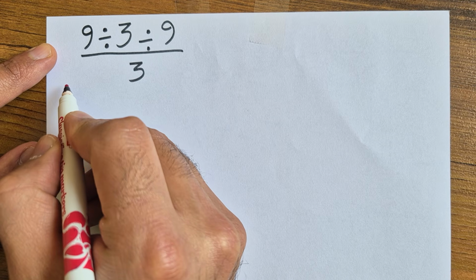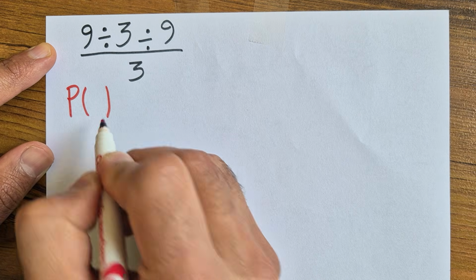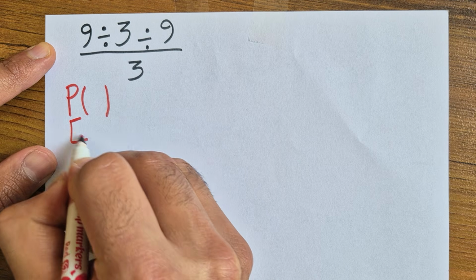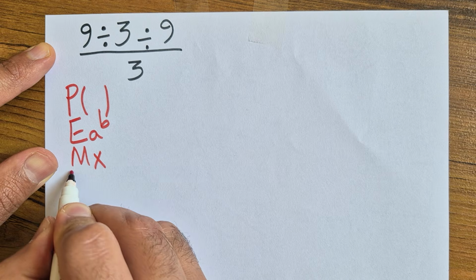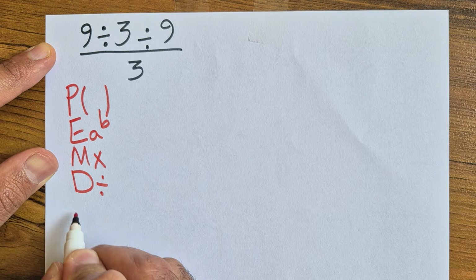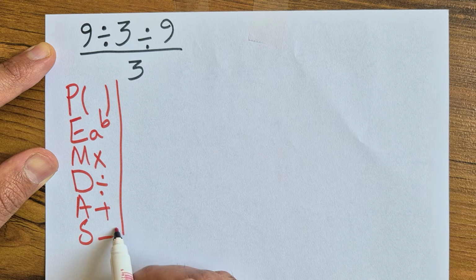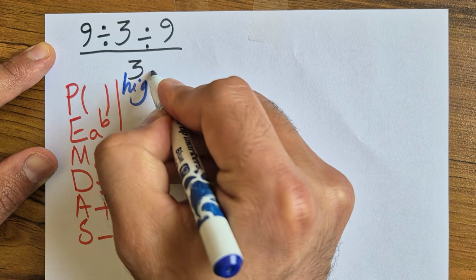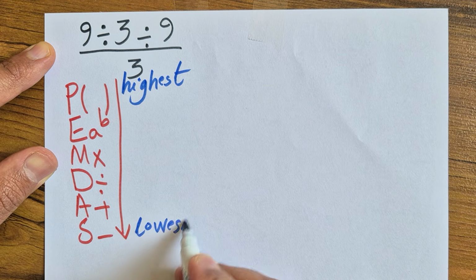So PEMDAS is the only correct order of operations. So let's learn about this acronym. P stands for parentheses, E stands for exponents, M stands for multiplication, D stands for division, A stands for addition, and S stands for subtraction. And this gives us an arrow of priority from highest to the lowest priority.